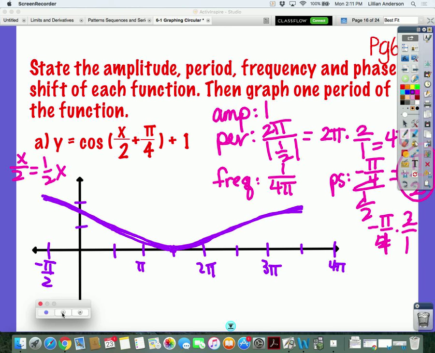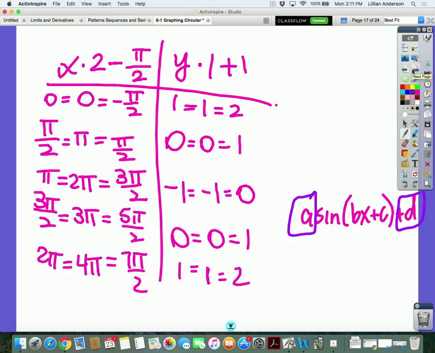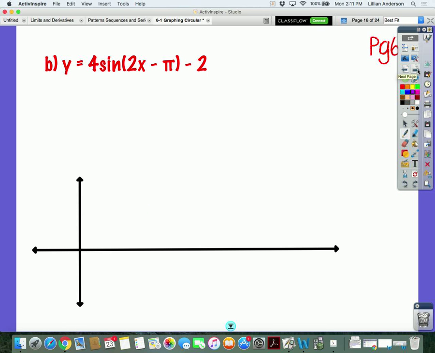Okay? So you're going to do the next two on your own. Same directions as before: amplitude, period, frequency, phase shift, graph. This one's going to be on page 6. And then the other one is on the cosine flap of your foldable. Okay? Those are the two that you're going to do. I'm going to give you 10 minutes to do it.